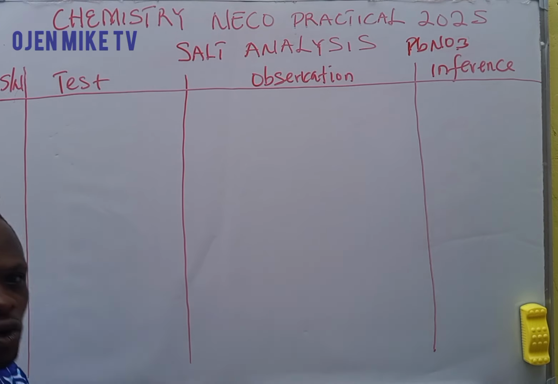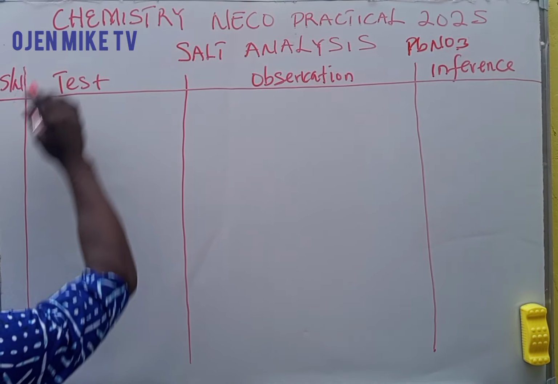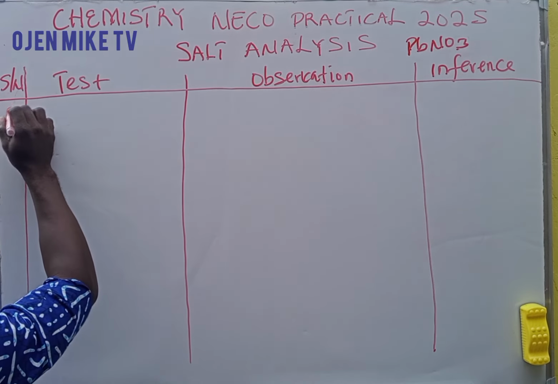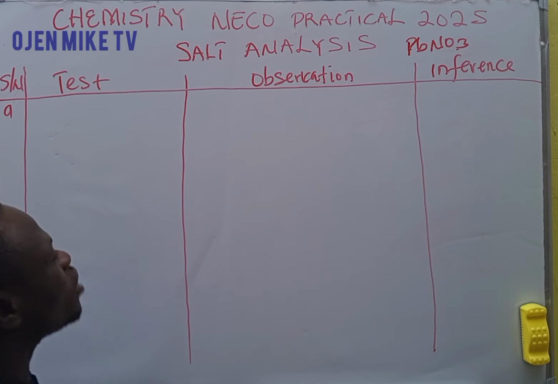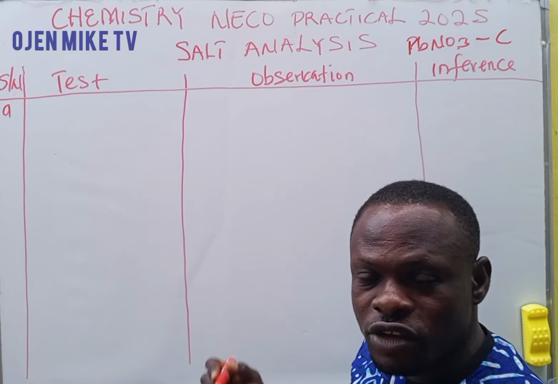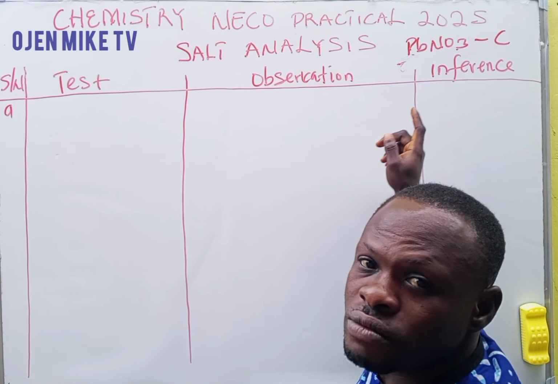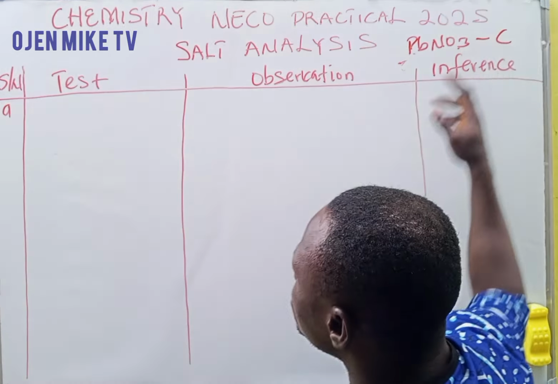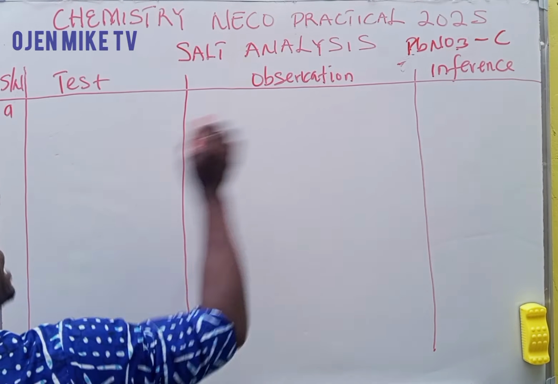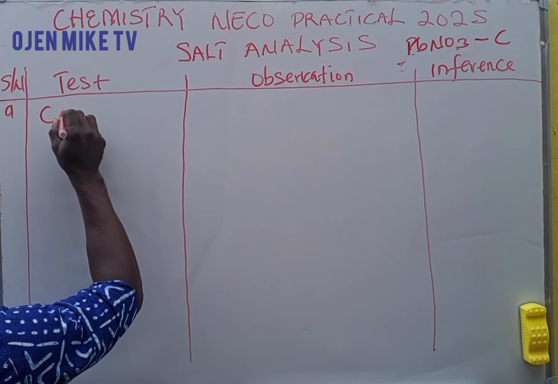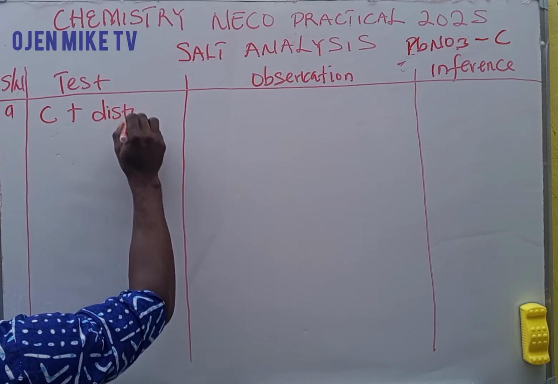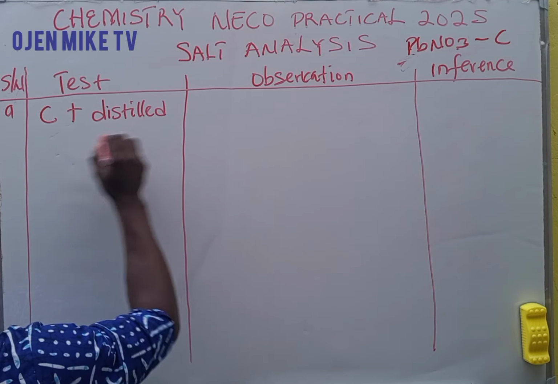Now, the first thing you are going to do is that, for instance, this salt will be given to you. So you say, probably, this is A. Now this one then is titled C, and the one with SO3 is titled D, which we are going to look at now. Now, what you are expected to do is add distilled water to C.